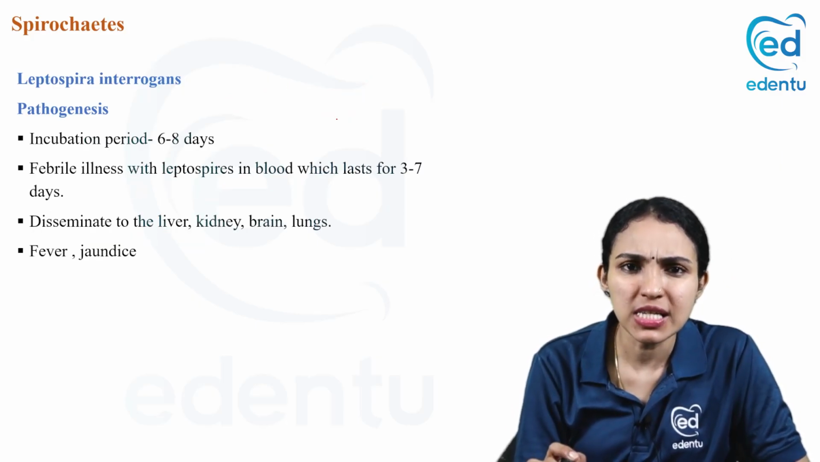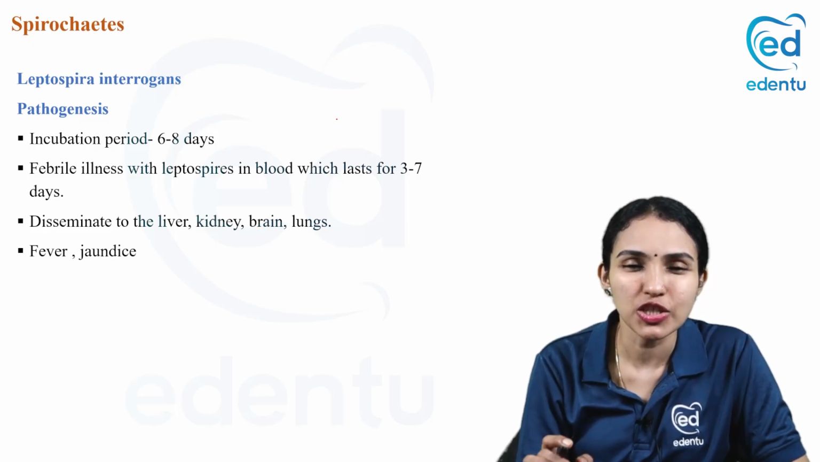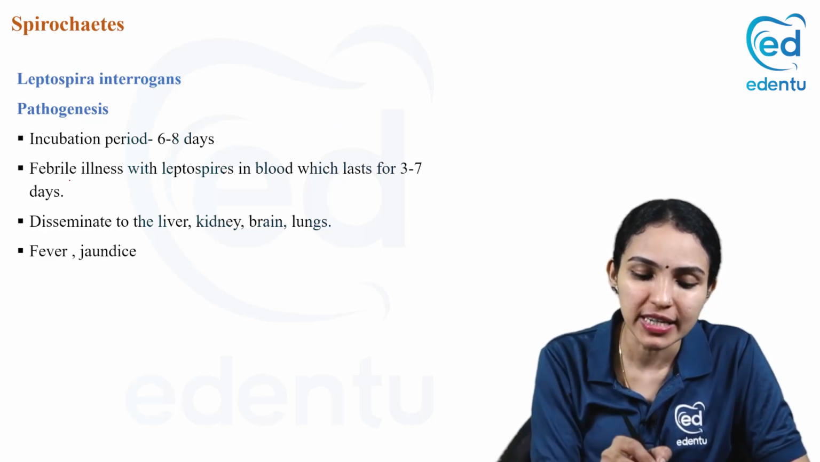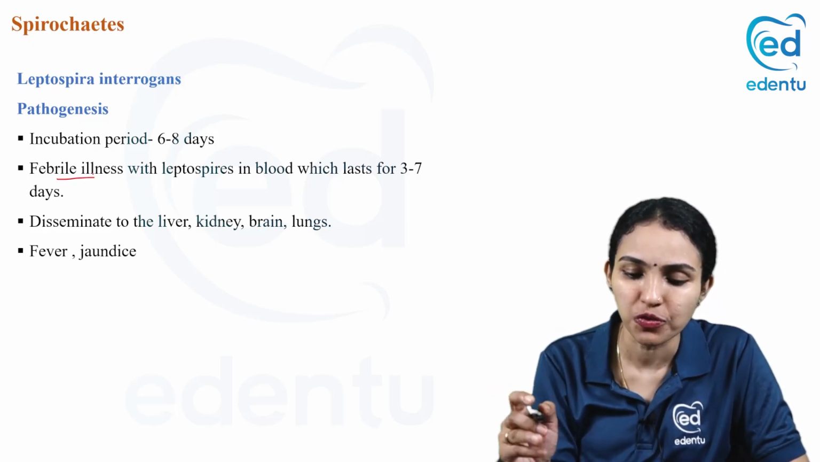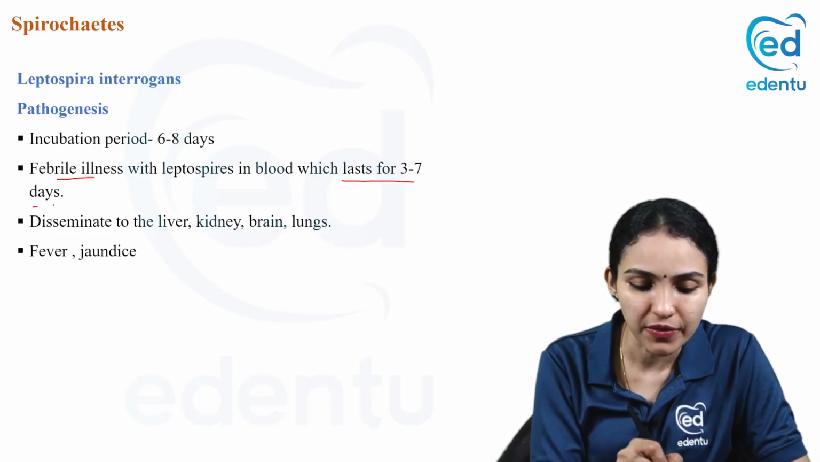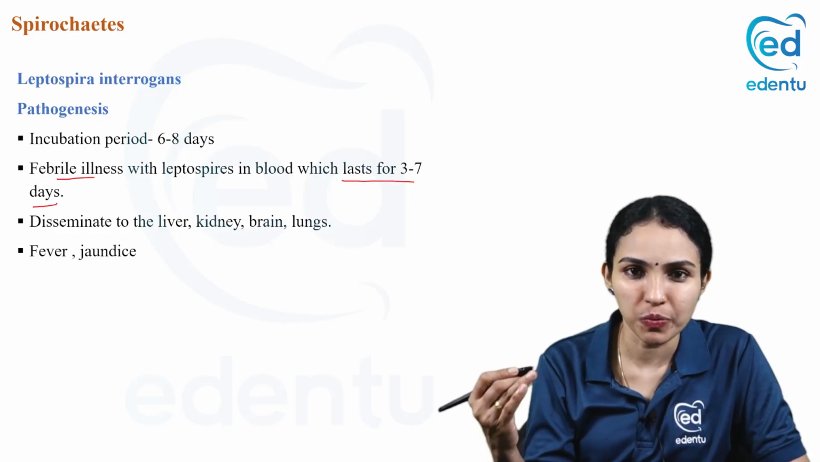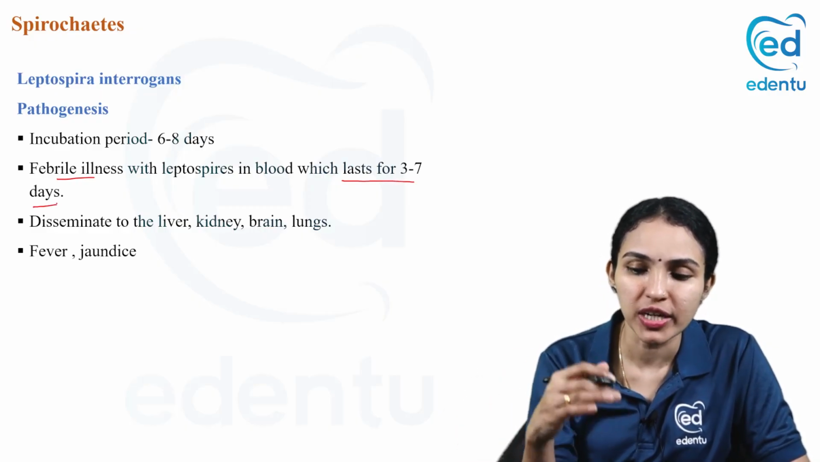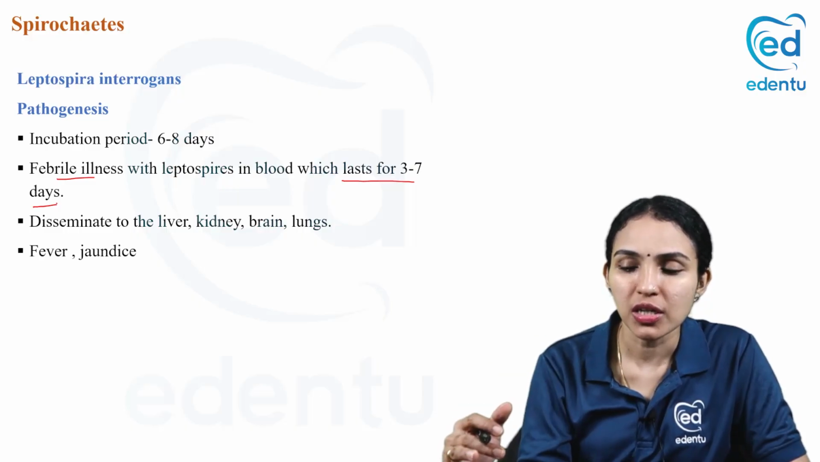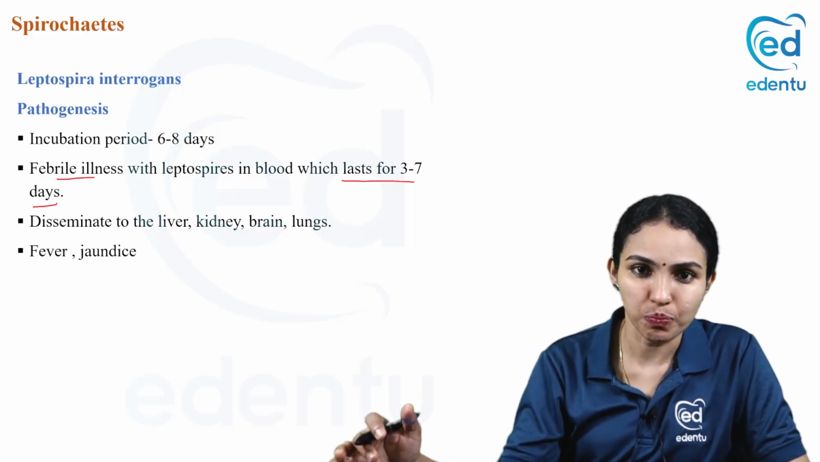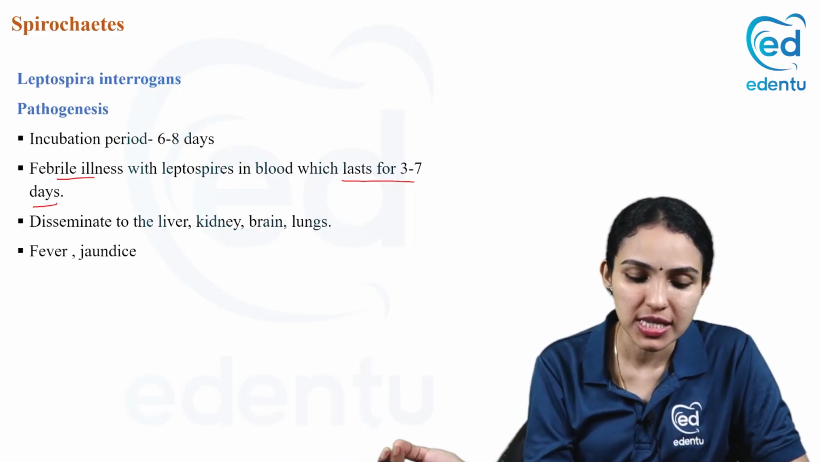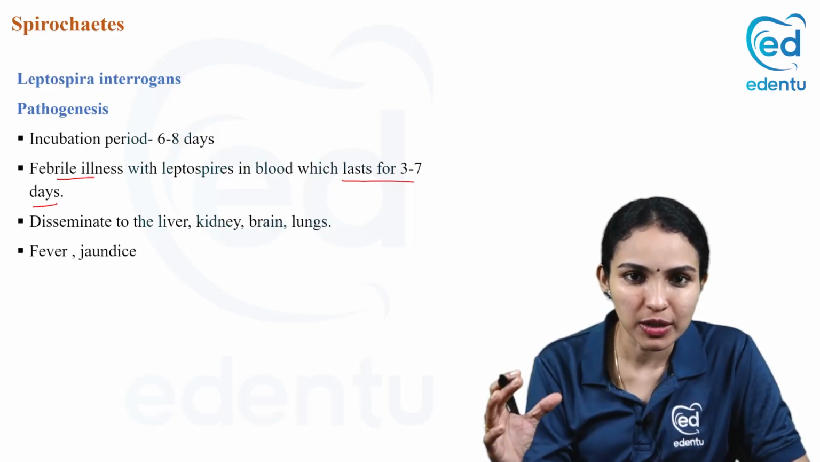So the incubation period is less than 1 week, and it usually presents as a febrile illness. The patient will have constant fever which lasts for 3 to 7 days, and it can repeat. It can be a biphasic fever: one episode of fever which comes down, then it starts peaking again. So it can be biphasic, and first it is a febrile phase.